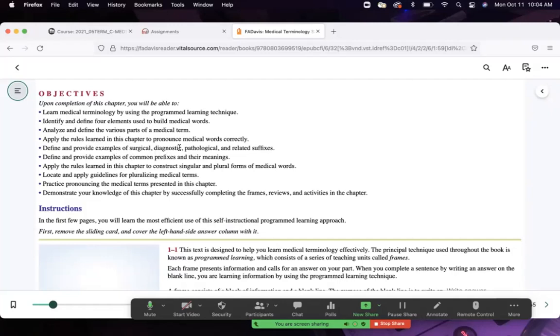Know the examples of surgical, diagnostic, pathological, and related suffixes. Suffix is one of the 4 elements, or 4 parts. Know the combining forms, prefixes, and their meanings. Okay, so right off the bat, 1, 2, 3, 4 bullet points are telling me parts. So this chapter means what? I have to know these parts. I have to know the meaning of these parts.